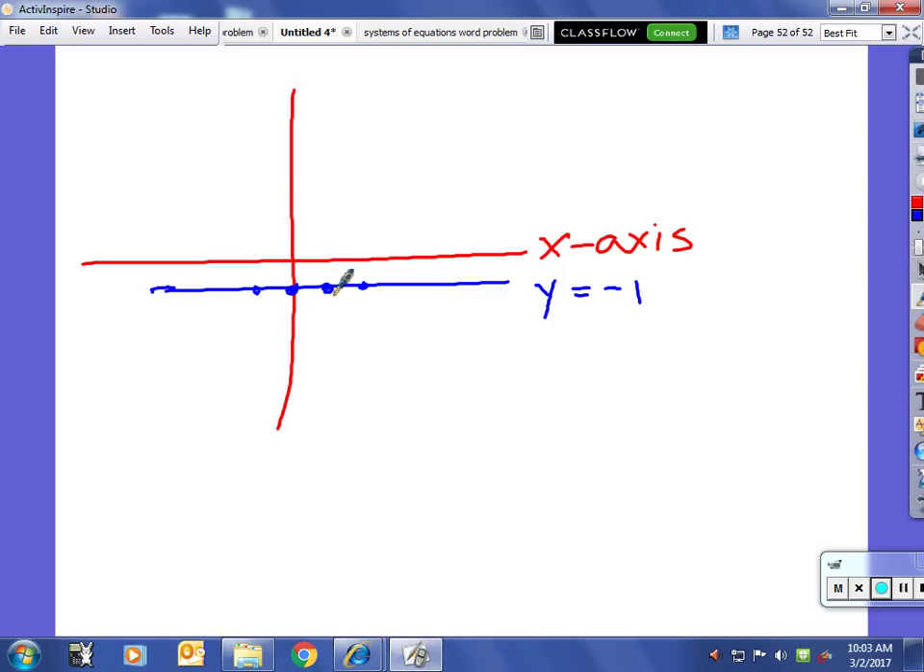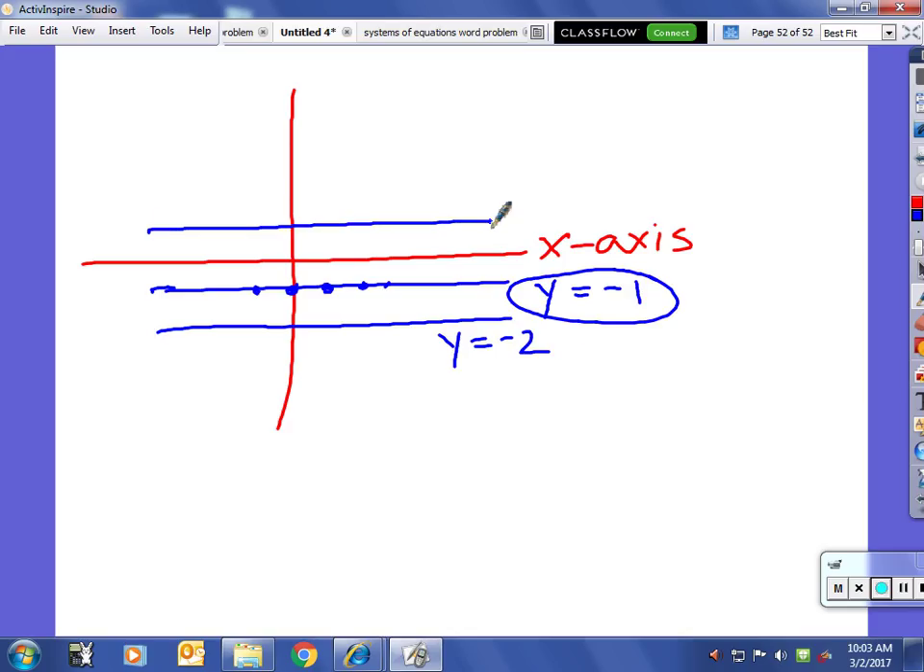This point right here is (1, -1), (2, -1), (3, -1), (-1, -1). All the y values are the same. That's true for every horizontal line. All you need to know for a horizontal line is one point, and you look at the y value of that point. It doesn't even have to be the y-intercept. It just has to be one point. Okay, so what's the equation of this line right here? Y equals -2. What's the equation one space above the x-axis?